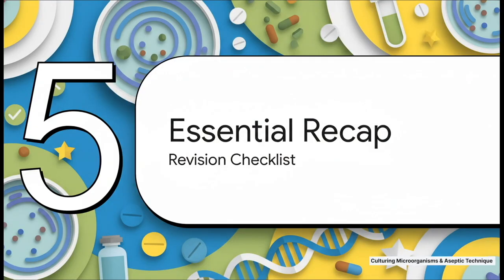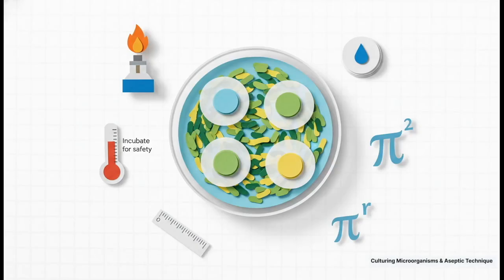Right, we have covered a lot of ground here, so let's just take a moment to pull together the absolute must-know facts from this practical. Think of this as your final checklist for the exam. Okay, your key takeaways. 1. Aseptic technique is non-negotiable for safety and for getting results you can trust. 2. You incubate at 25 degrees Celsius for safety, never higher. 3. You measure the zone of inhibition, and if you want the best marks, you calculate the area. And 4. You always, always, always use a control. Nail those points and you'll be in a fantastic position.